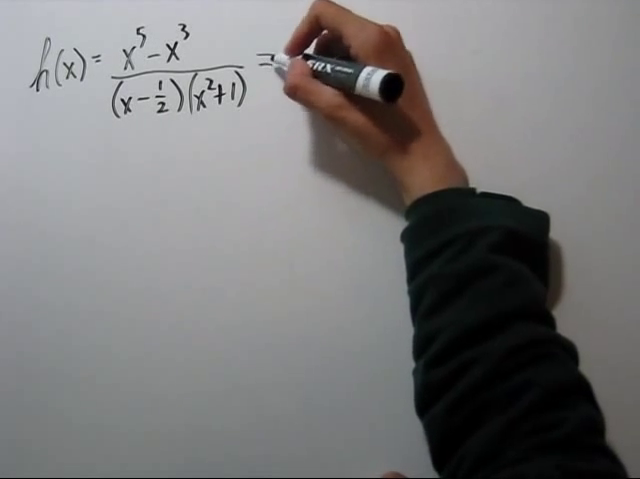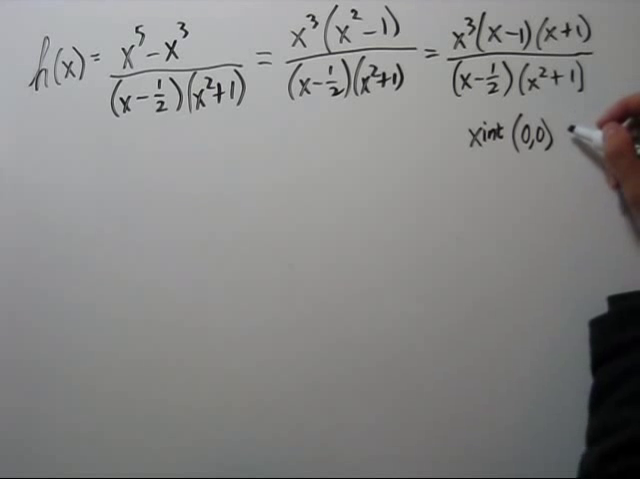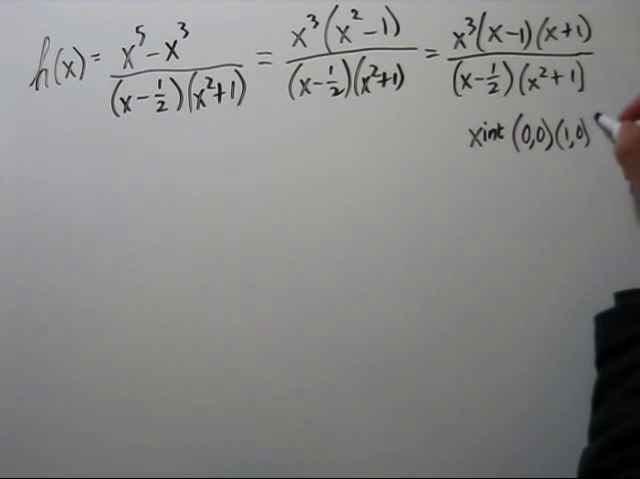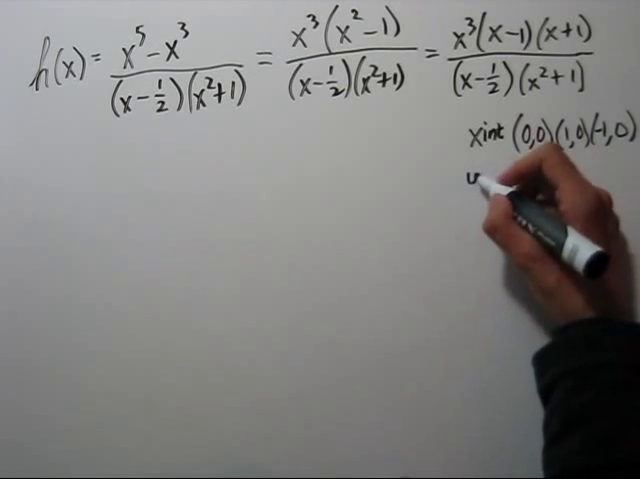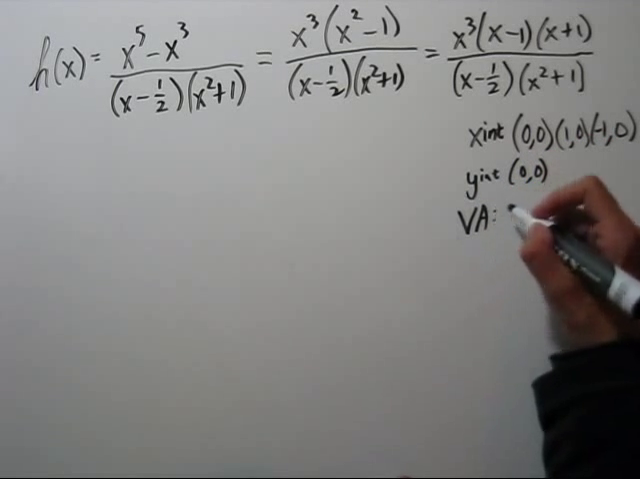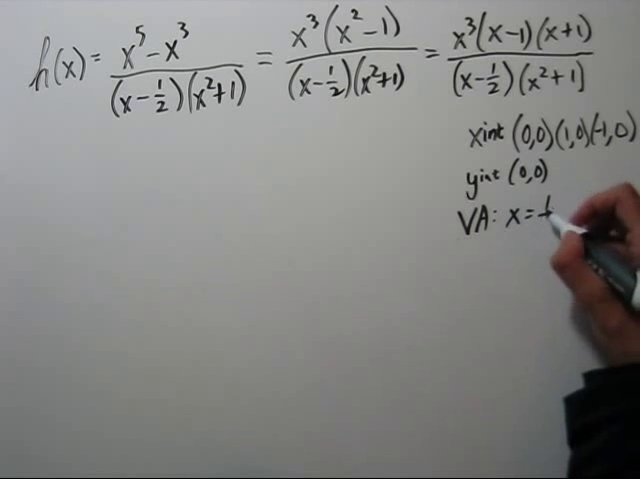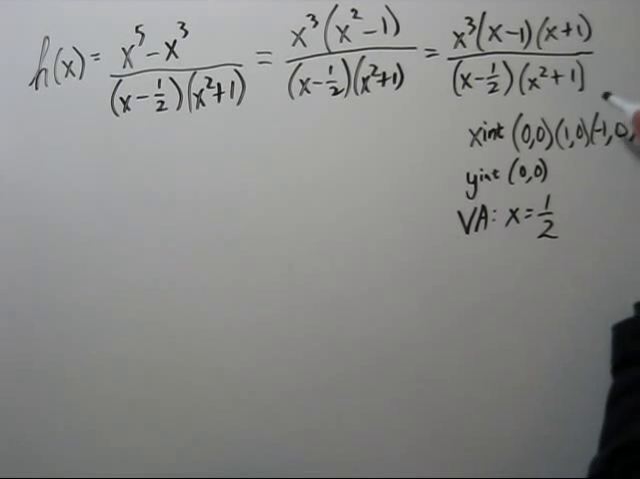We need to start out by factoring everything. Our x-intercepts are (0, 0), (1, 0), and (-1, 0). Our y-intercept will also be (0, 0). For vertical asymptotes, we have x equals 1/2 from the first factor. This factor is never 0.